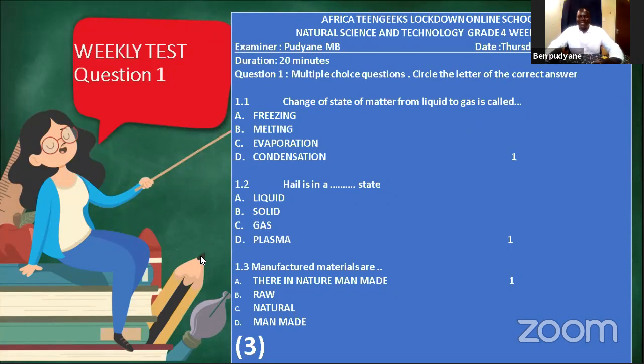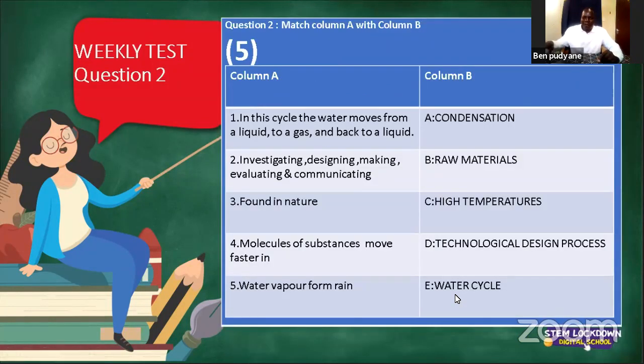Manufactured products are man-made. Let's go to the next one. The next slide is question 2. So you check yourself how much you got, then you will see whether you are with us or you are not.